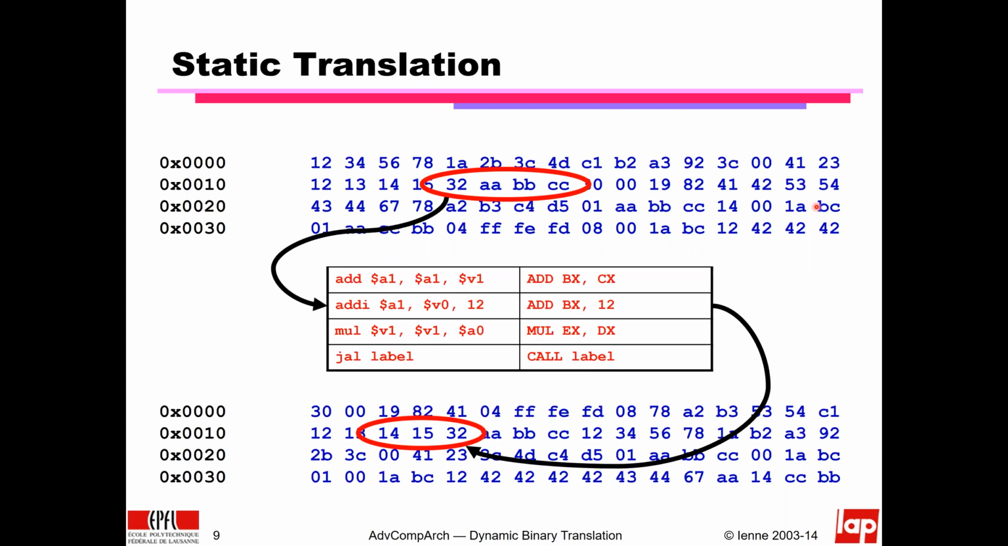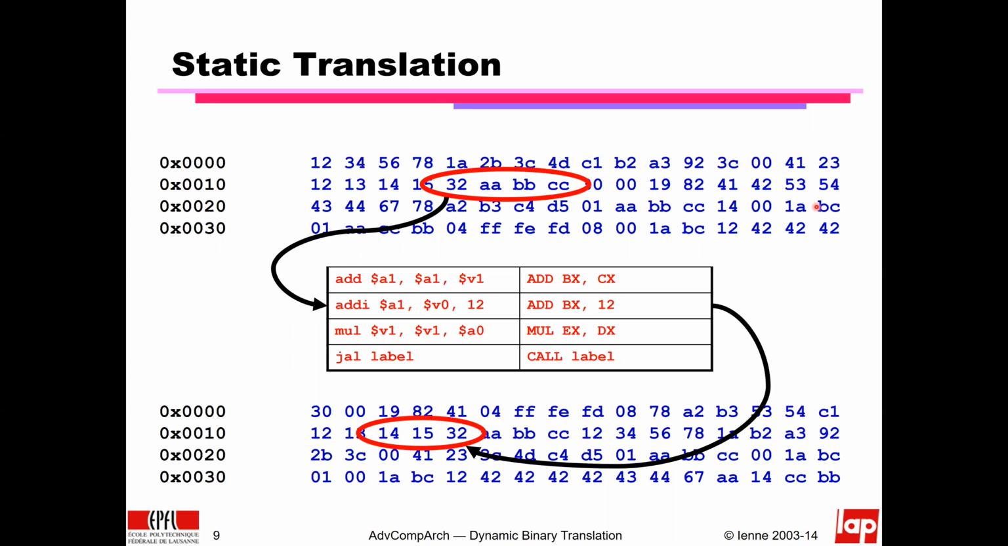Sometimes I have jumps that depend on the data. One typical case is that I have a table for a switch, right? And I compute an index in the table, and I go in this table and I find an address, and I use this address as the destination of a jump. Now you see already that this becomes more complicated, right? Because you have to understand that this mechanism and this computation is taking place to know what is happening.